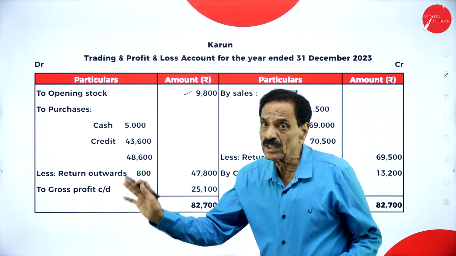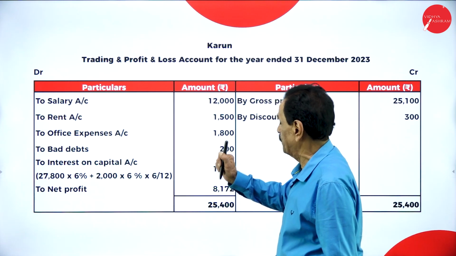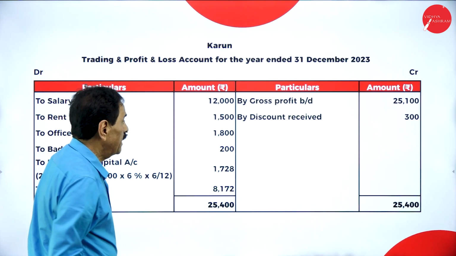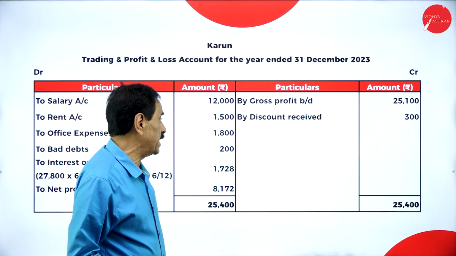So your trading account is over. Then we'll go to the P&L account. We have to prepare the profit and loss account. We brought down the gross profit. Gross profit brought down is 25,100.